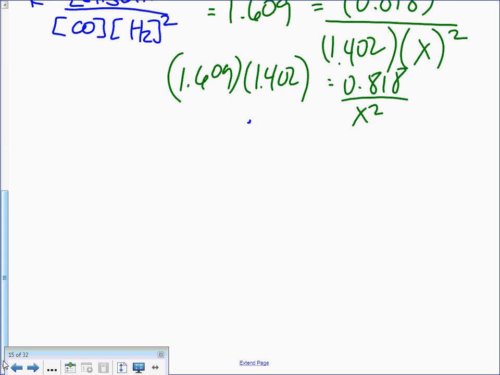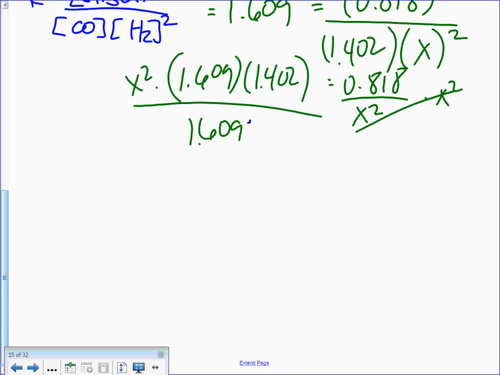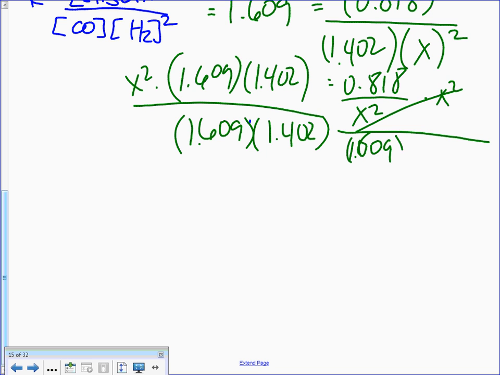So multiply X squared on both sides, okay? So we get X squared times that equals 0.818. Then divide by this. You could have gone about it a shorter way, but I'm listening to what you guys say. And this does work on both sides. 1.609, 1.402. So in the end, X squared equals 0.818 divided by these two numbers multiplied by each other. I'll get my calculator out just in case.